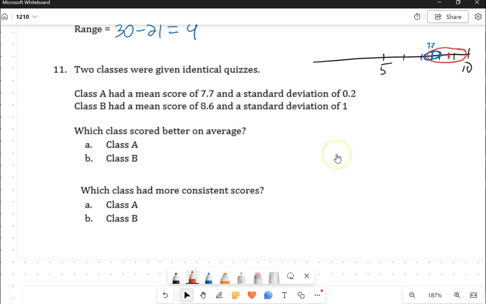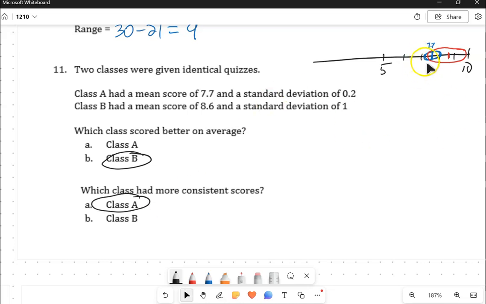So, which class scored better on average? Well, the red line is higher. That's the B. Class B had a higher average. Which class had a more consistent set of scores? That would be the blue scores. They're more close to the center. So that would be Class A.